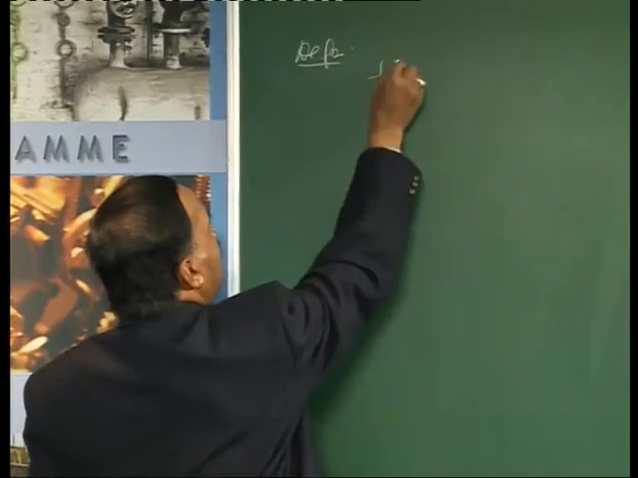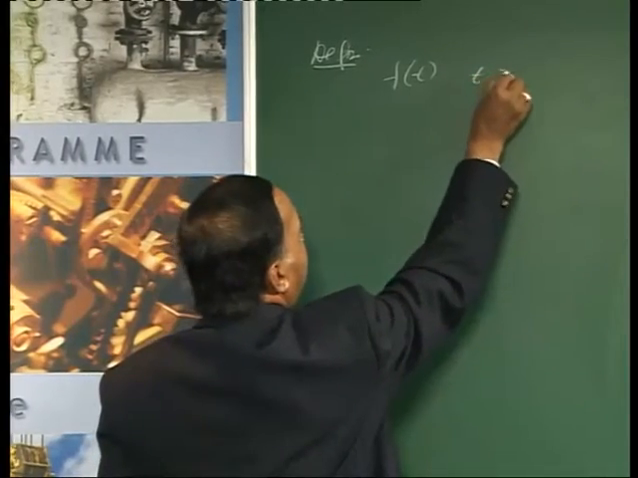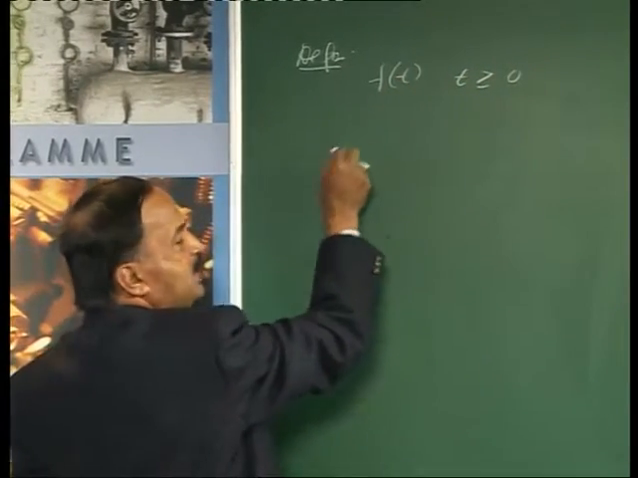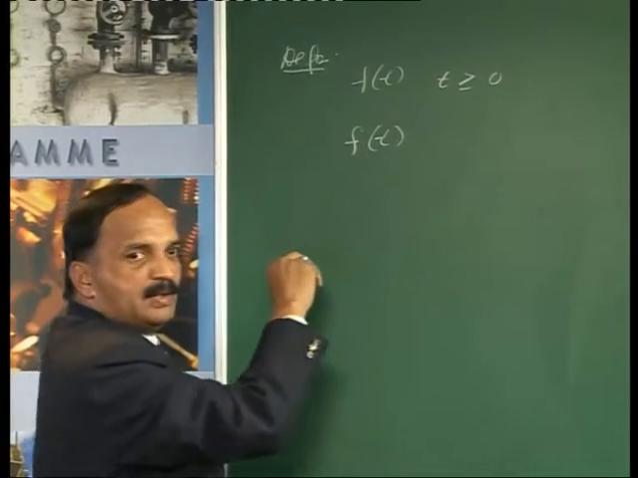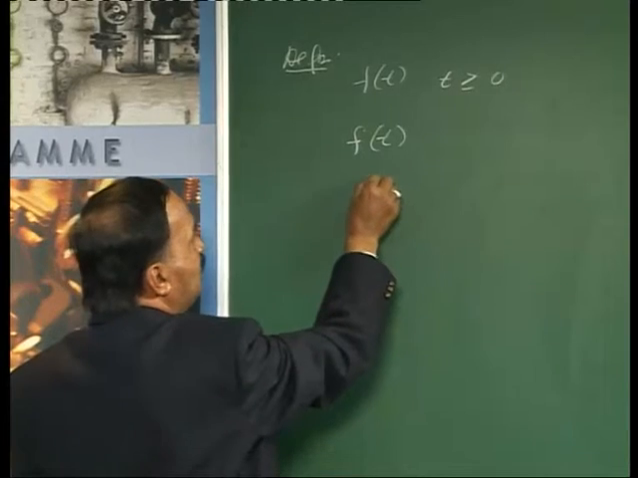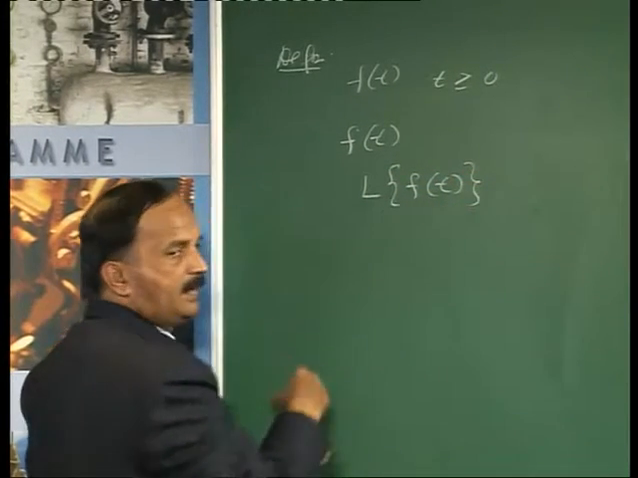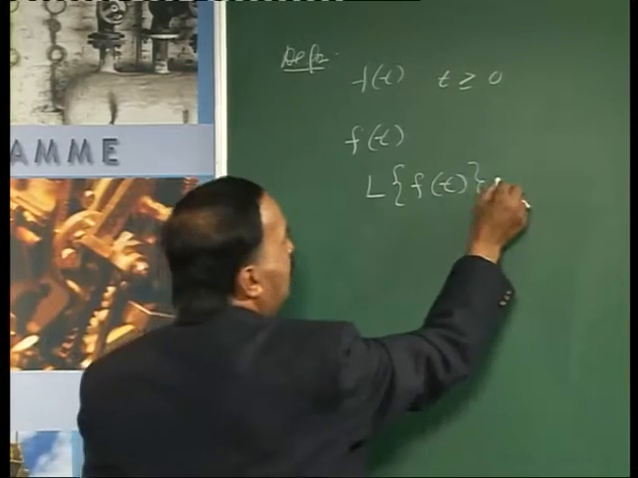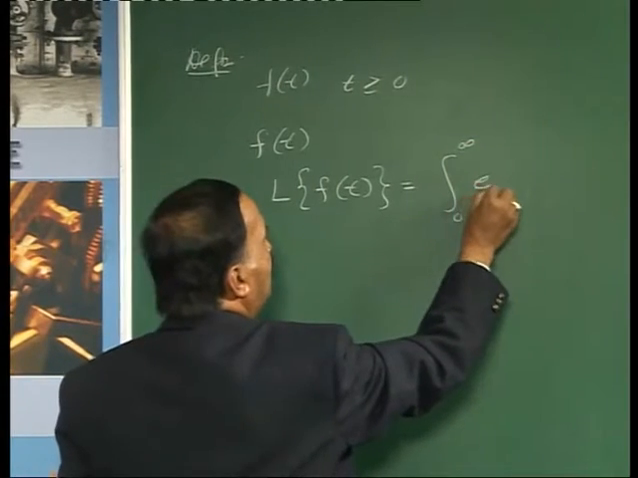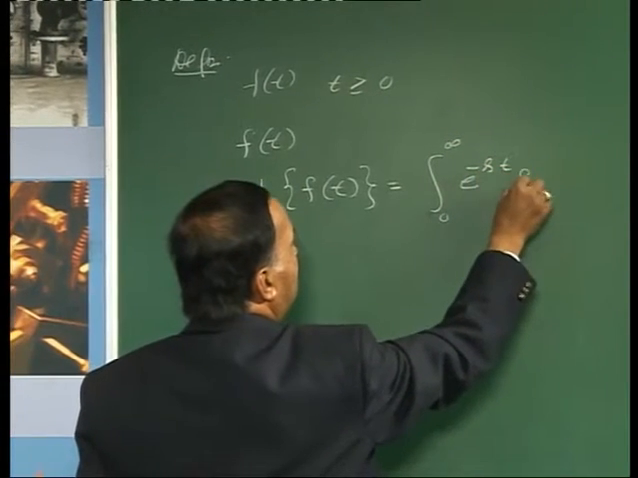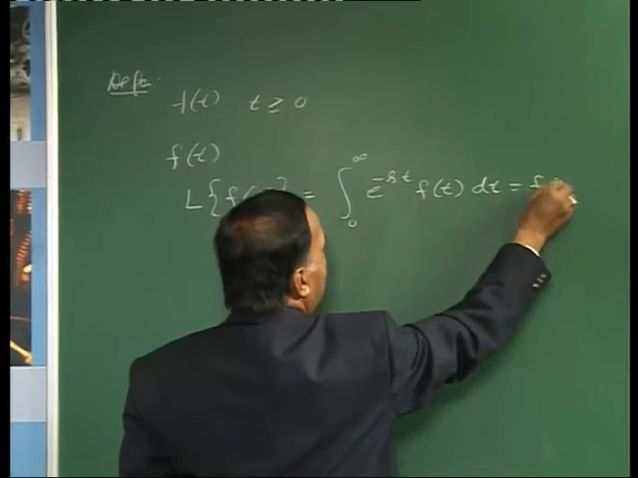If f of t is a real valued function for all t greater than or equal to 0, the Laplace transform of f of t is usually denoted by L of f of t and is defined as L of f of t is equal to integral from 0 to infinity e to the power of minus st f of t dt, that is equal to F of s.